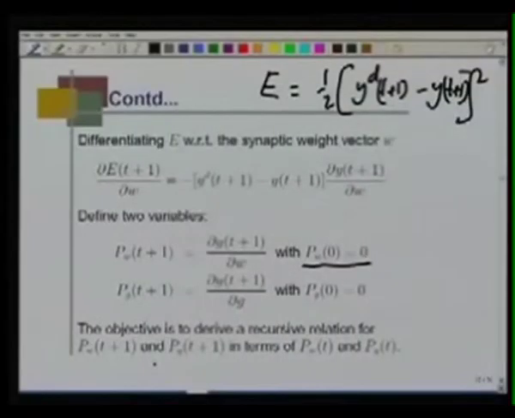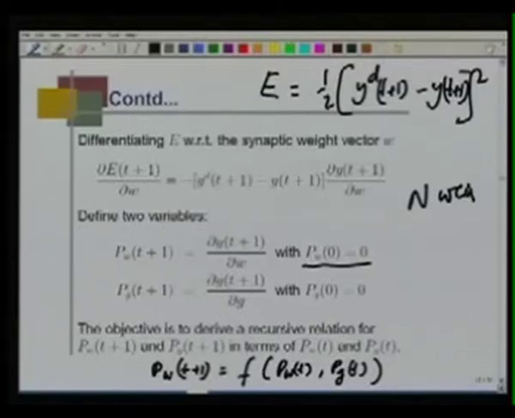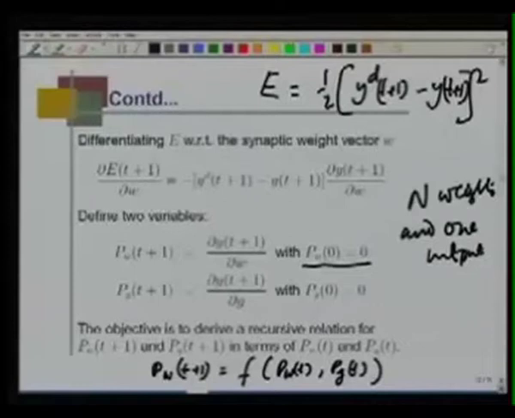That is, I want to find a relationship for P at t plus 1 in terms of Pwt and Pgt. So, I have two gradient terms. You must know that if I have n weights and one output, then the number of gradient terms at every instant should be n.